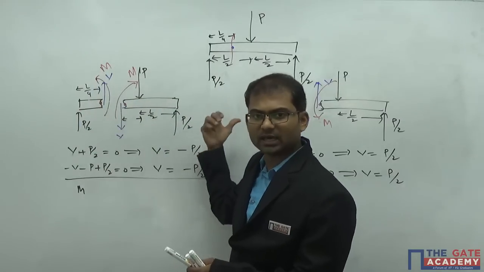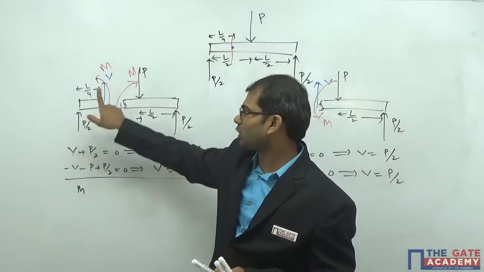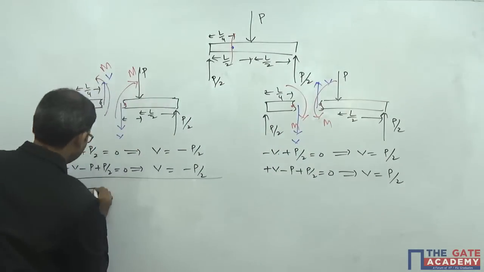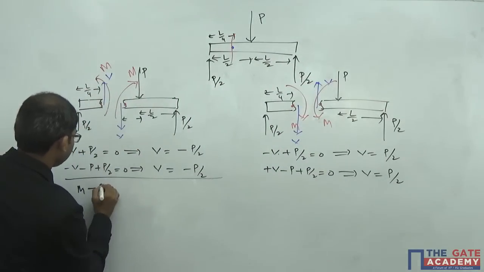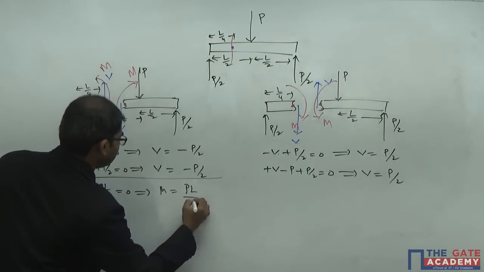So like that you can check the direction of the moment for each and every part. So the moment because of P by 2 is in clockwise direction, so negative, so that the magnitude M minus PL by 8 is equal to 0. That means M is equal to PL by 8.